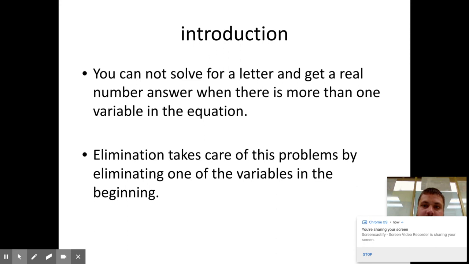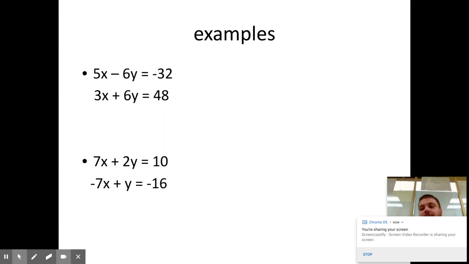You can solve for a letter and get a real number answer, but you cannot when there's more than one variable in the equation. That's all these situations are helping solve that problem. Elimination takes care of this problem by eliminating one of the variables in the beginning, hence the name elimination. We're going to be eliminating one of the variables.